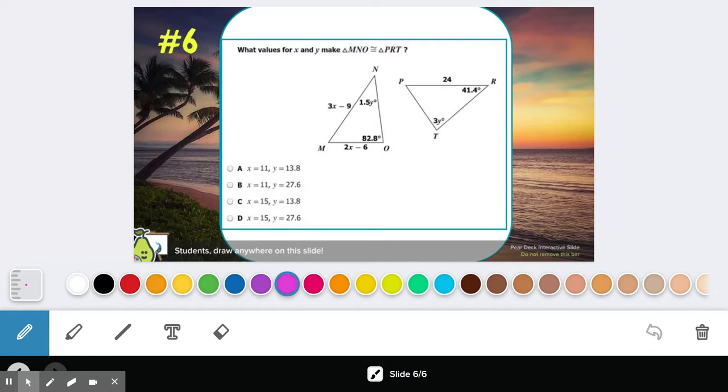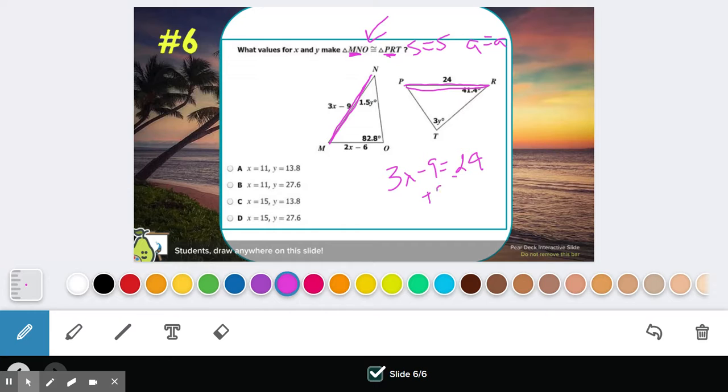What are the values for X and Y that make these congruent? So when they're congruent, sides equal sides and angles equal angles. That makes our life a little bit easier. So MN goes with PR. So for PR, 3x minus 9 equals 24.